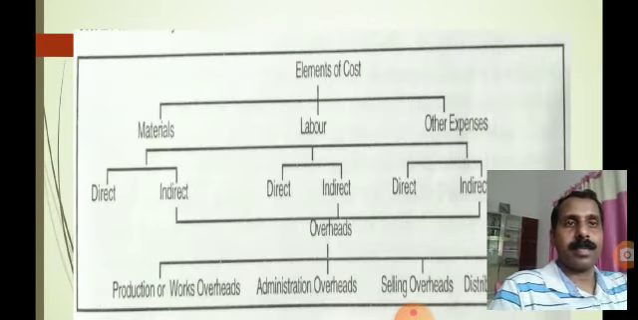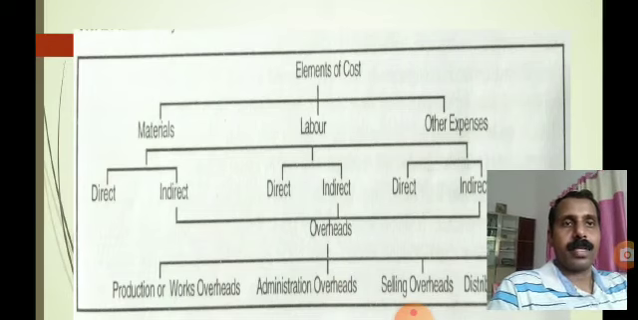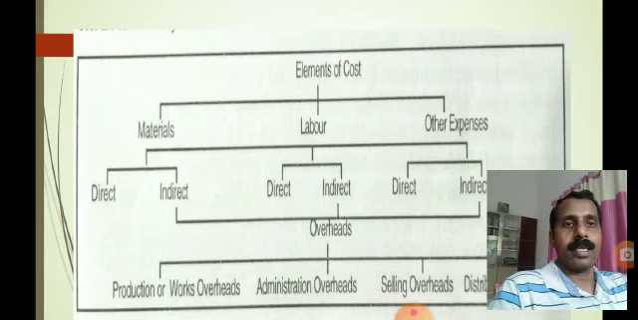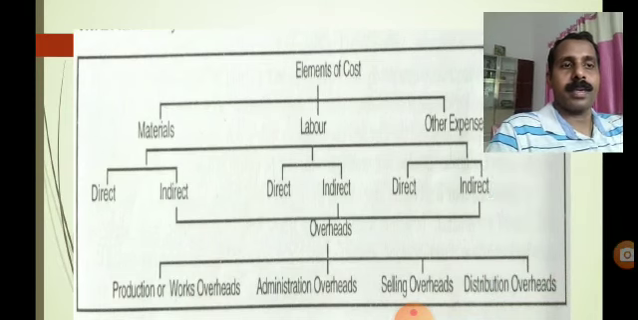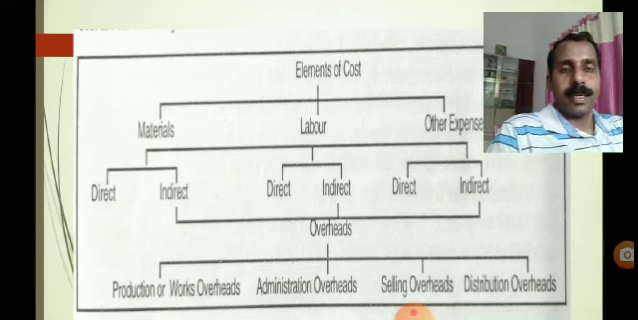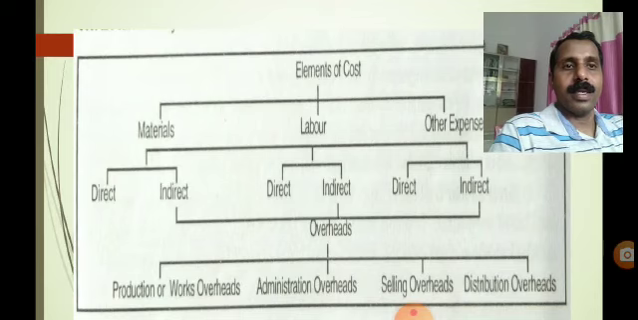Okay, look at this chart. Here the elements of cost are classified into material, labor and expenses. Material is again classified as direct material and indirect material. Labor: direct, indirect. Expense: direct, indirect. Next, indirect material, indirect labor and indirect expenses put together are known as the overheads. Direct material, direct labor and direct expenses make the prime cost.